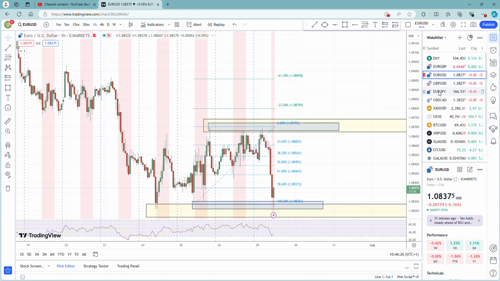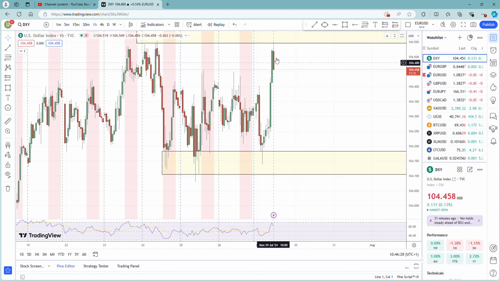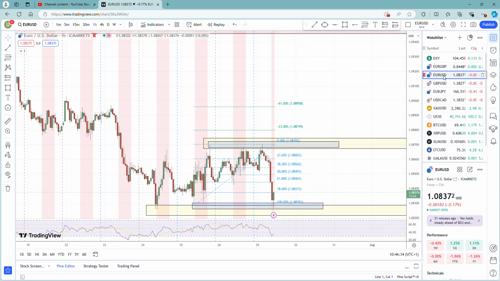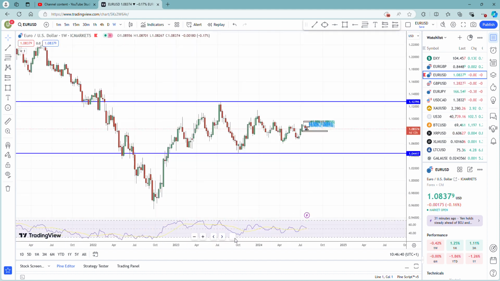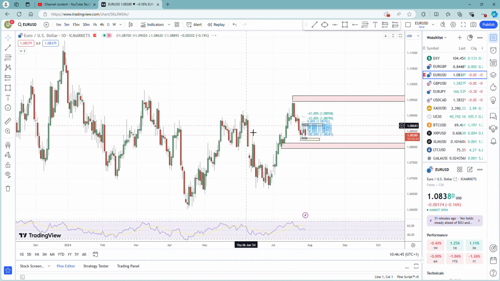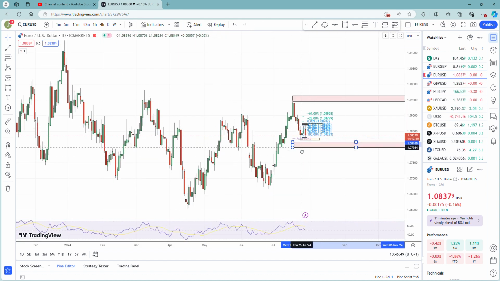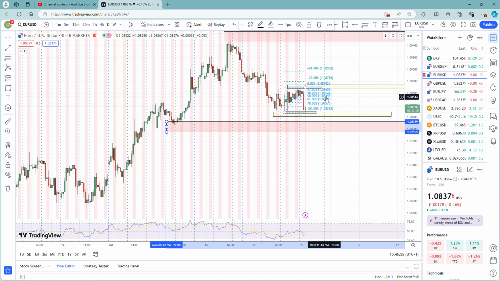Go to EURUSD. Remember the DXY was suggesting that it's rejecting the H4, so it's going down from here, which means EURUSD and GBPUSD are going up. So what I'll do is, you can see in the weekly it's trapped between 2 levels. On the daily, here's your daily support, and here's your daily resistance. It's clearly just close to support, so we're looking for buys.